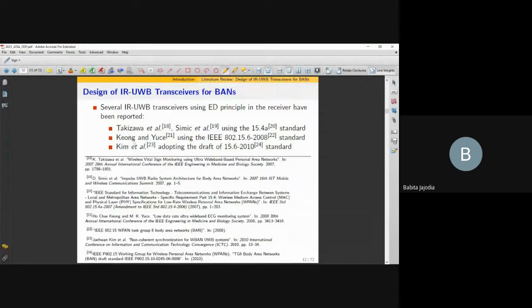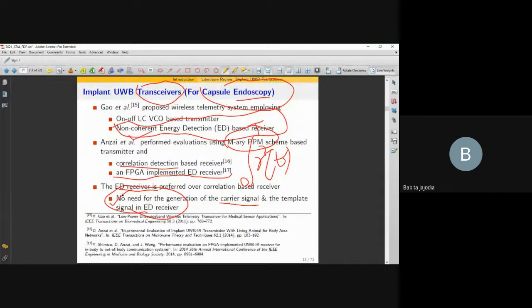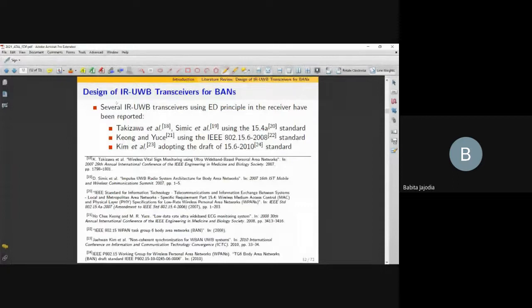Now, as we mentioned from the prior slide, the ED is very much efficient compared to the correlation-based receiver. Based on that, there were various IR-UWB receivers, and as I have mentioned, the advantage of IR-UWB compared to the multi-band UWB receivers and transmitters. You can see there is various literature reported on IR-UWB transceivers using the ED principle, that means energy detection principles in the receivers have been employed.